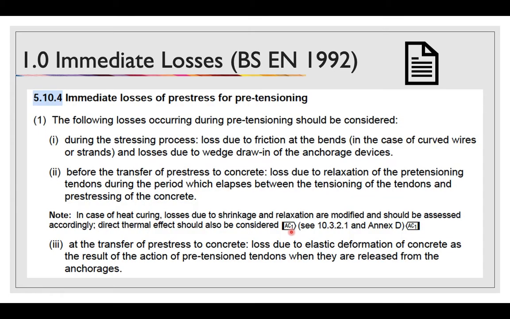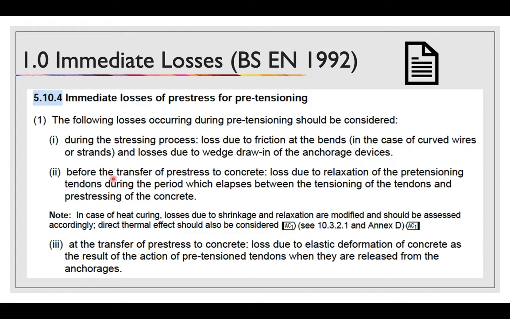So this is the clause given by the Eurocode with regards to the immediate losses. The immediate losses of prestress for pre-tensioning, whereby the following losses occurring during pre-tensioning should be considered. One is during the stressing process, where we have loss due to friction at bends in the case of curved wires or strands, and losses due to wedge draw-in of the anchorage devices.